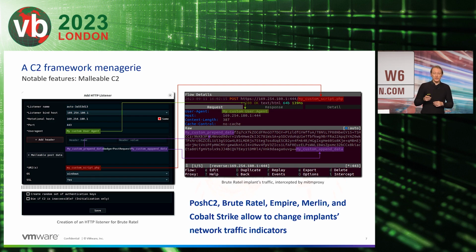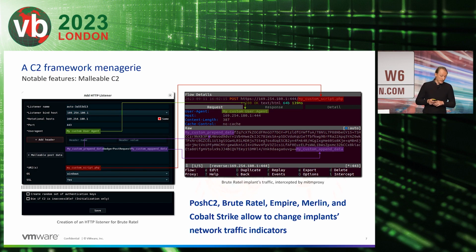Another notable feature is Malleable C2. Malleable C2 profiles allow changing network indicators of an implant to disguise its communication and help it blend in on target. So PoshC2, BroodRatel, Empire, Merlin, and Cobalt Strike allow changing those parameters that can bypass certain network detection scanning.